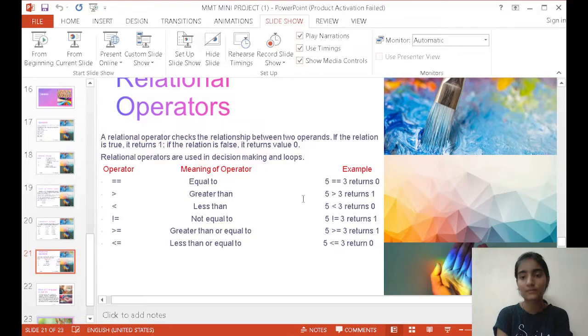Here are the examples of relational operators, that 5 is equal to 3. That means it will return 0. Then 5 is greater than 3 means it will return 1. 5 is less than 3 means it will return 0. Not equal to 3 means 1. So like that.